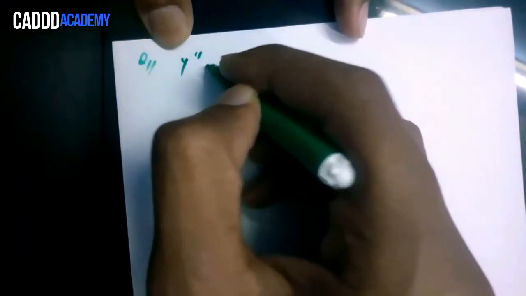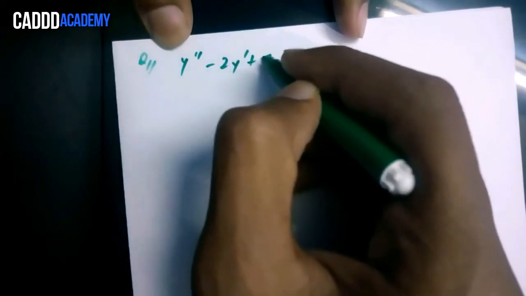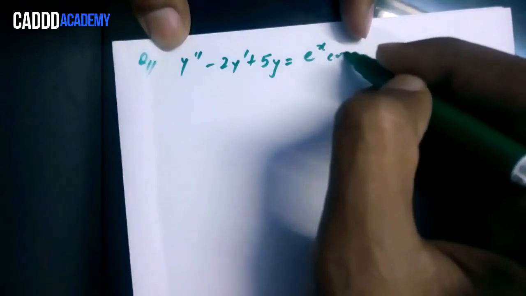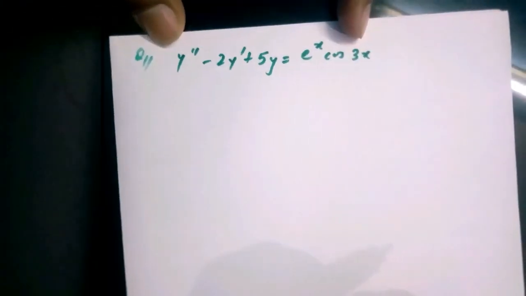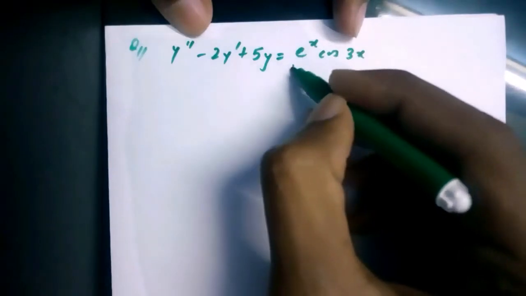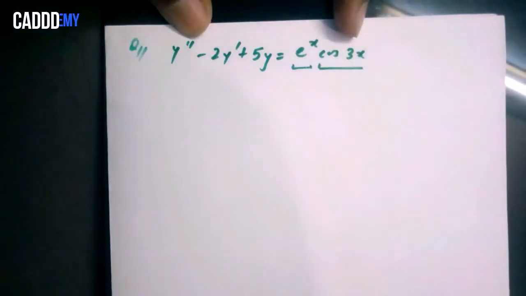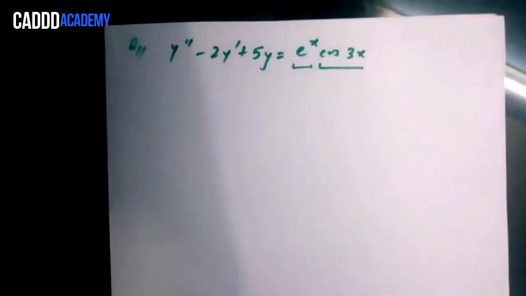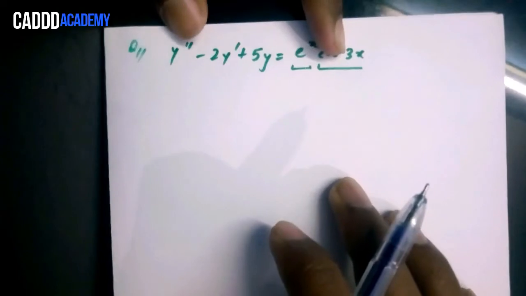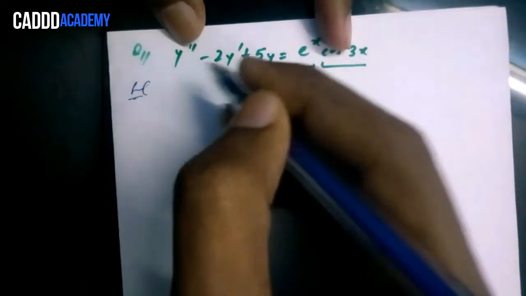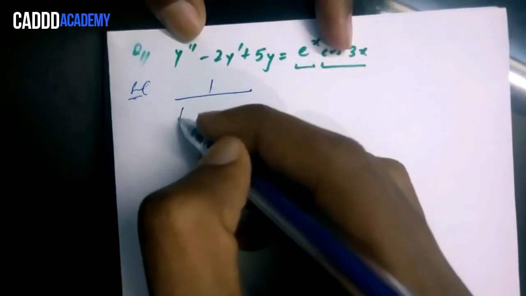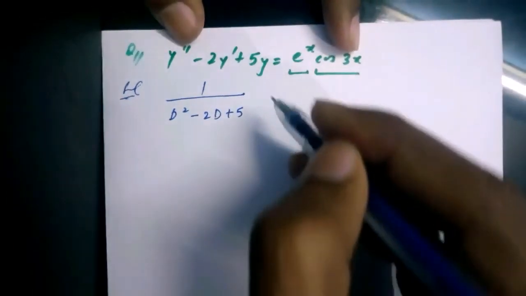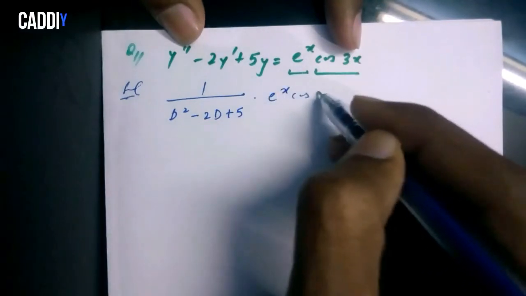y double dash minus 2y dash plus 5y is equal to e to the power x into cos 3x. So here we have an exponential term and a sinusoidal term also. How will we solve that? So let's see quickly. Again we will do the same thing: 1 by the auxiliary equation, into e to the power x cos 3x.